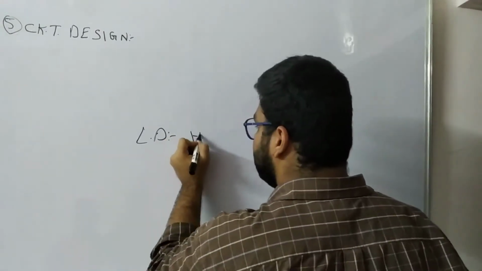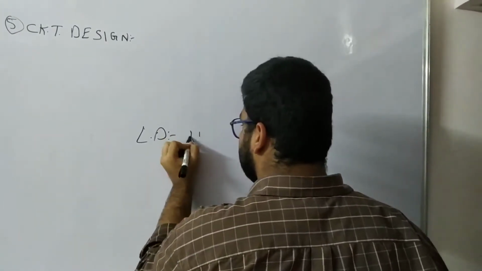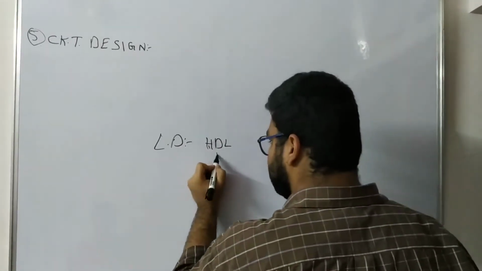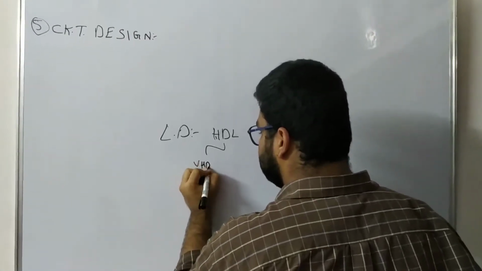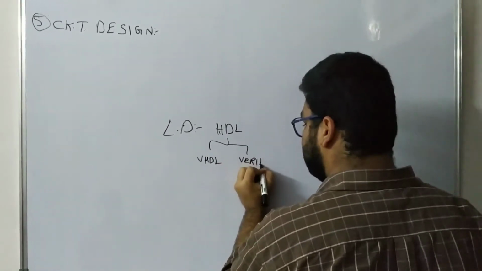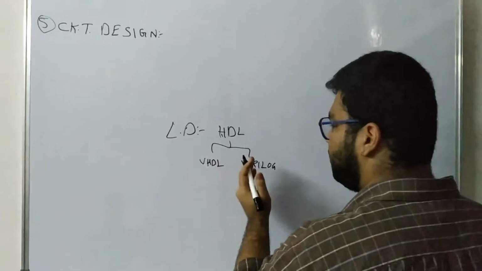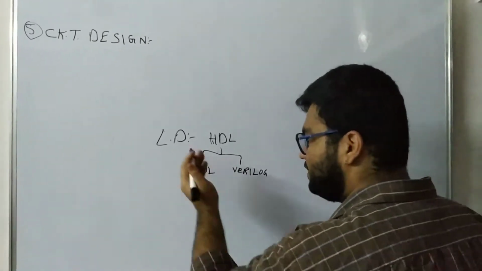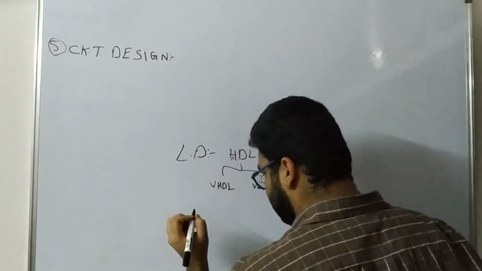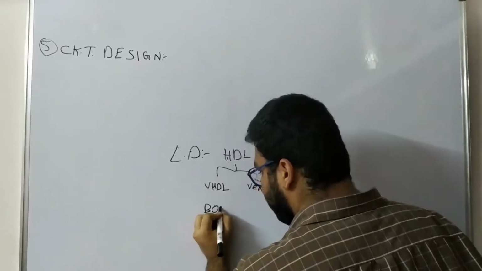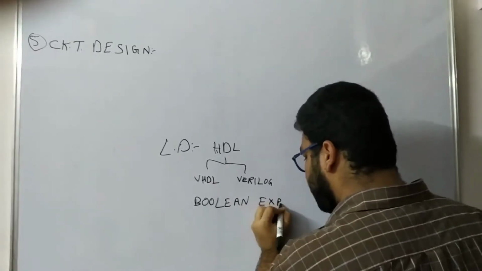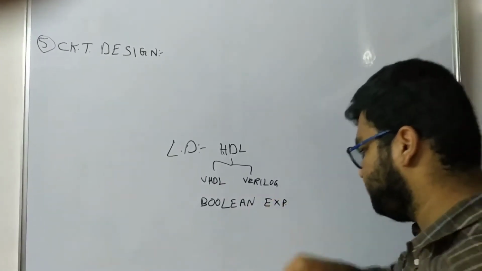So further we are using HDL, that is hardware description language. As I said, there are two types. After we perform these steps, or after writing the code for the logic, the outcome of this step will be, sorry, Boolean expression. What is this Boolean expression?